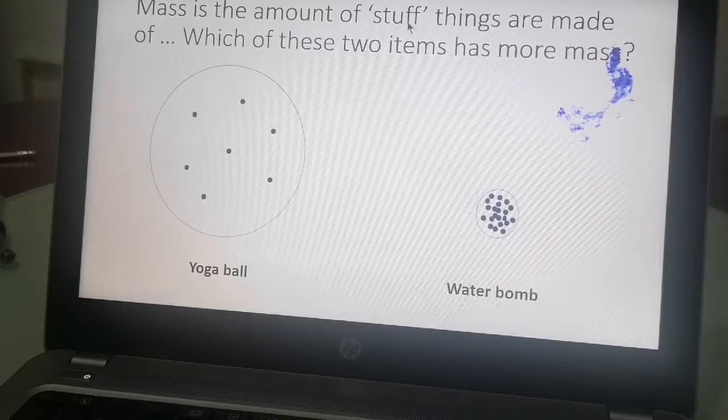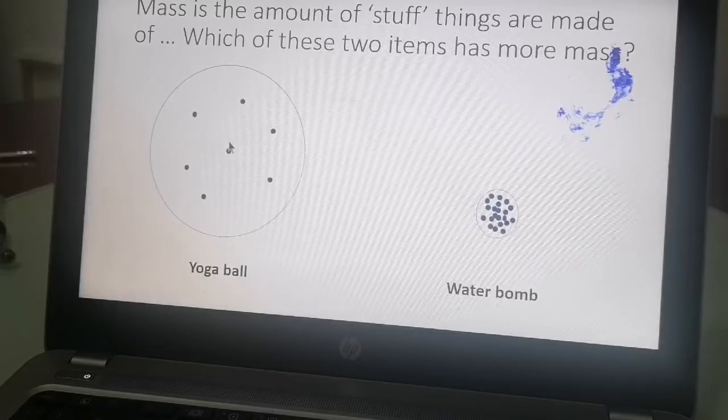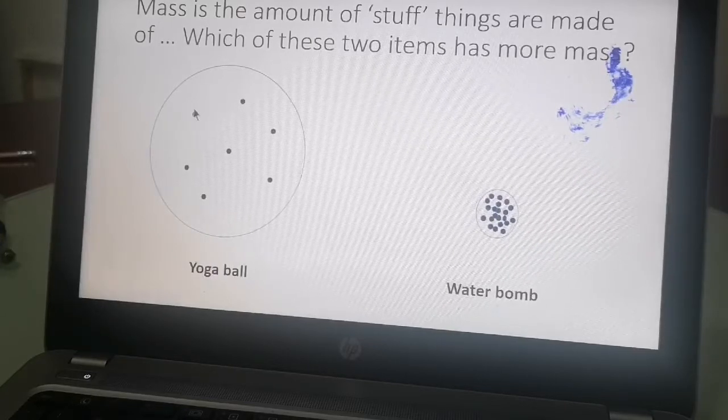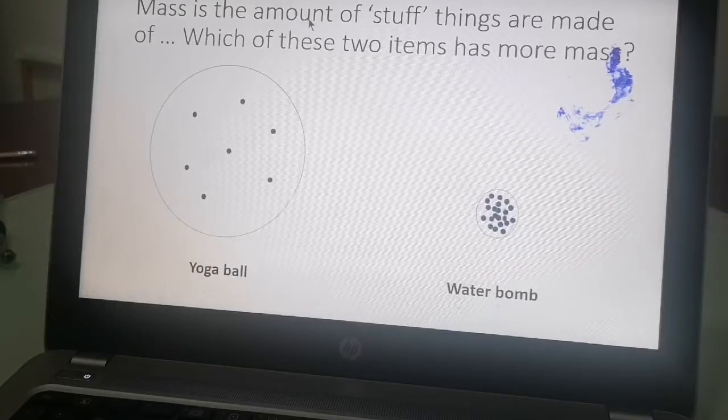A better physics definition, you would say matter. It's the matter, the particles, and not just the amount, but the mass of each particle too.